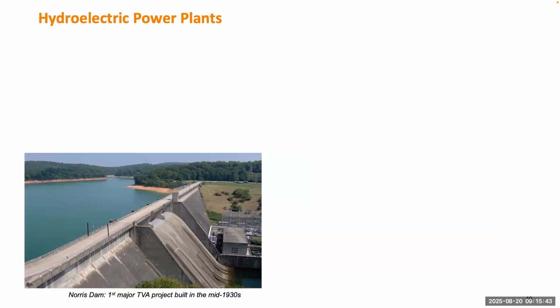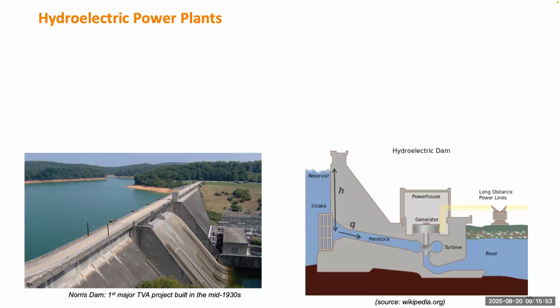Okay, so today we'll continue. At the end of Monday's lecture, we started with the hydroelectric power plant idea. This is the Norris Dam, 24 miles along the 75 freeway. It was built almost 100 years ago.